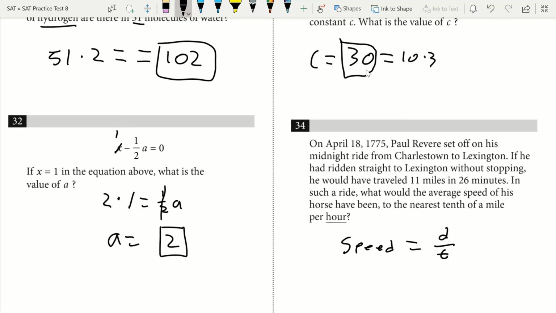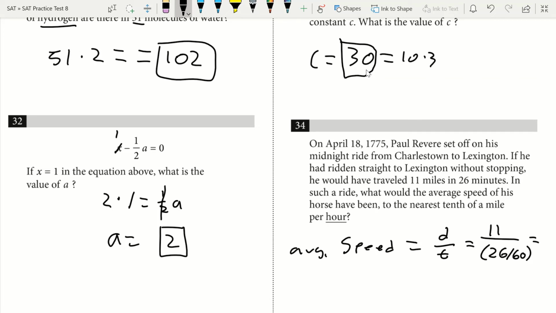In such a ride, what would the average speed of his horse have been to the nearest tenth of a mile per hour? All right, well, our average speed is going to equal our distance over time. Our distance is 11 miles, right? And our time is 26 minutes, but we're asked for miles per hour. So we're going to have to convert that to hours, 26 minutes per 60 minutes an hour, and this will give us our speed in miles per hour. I'm going to plug that into my calculator.